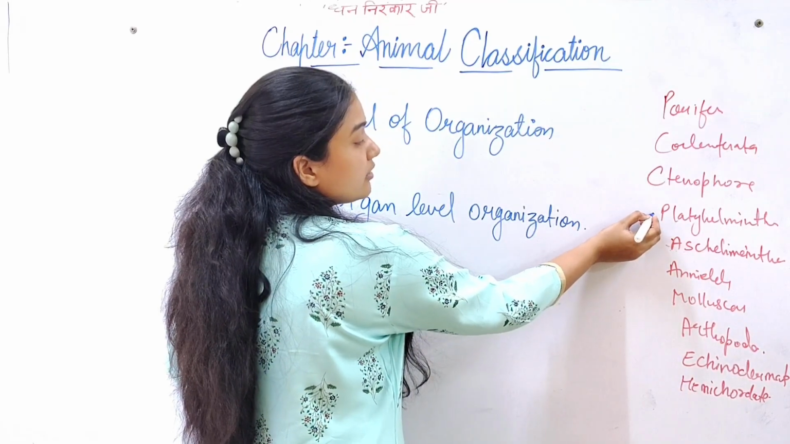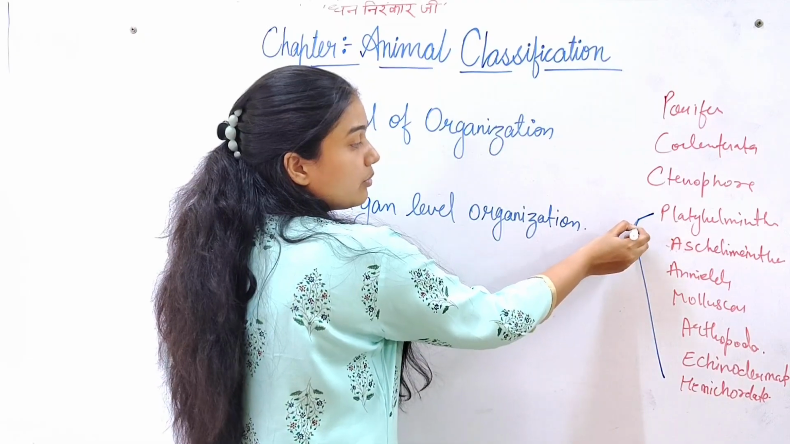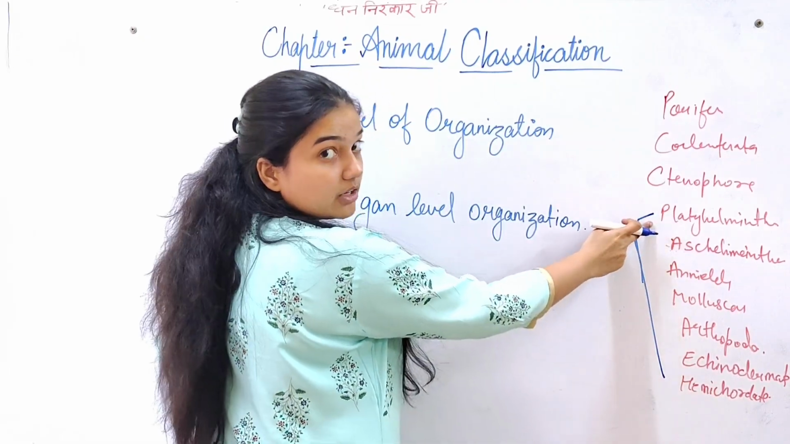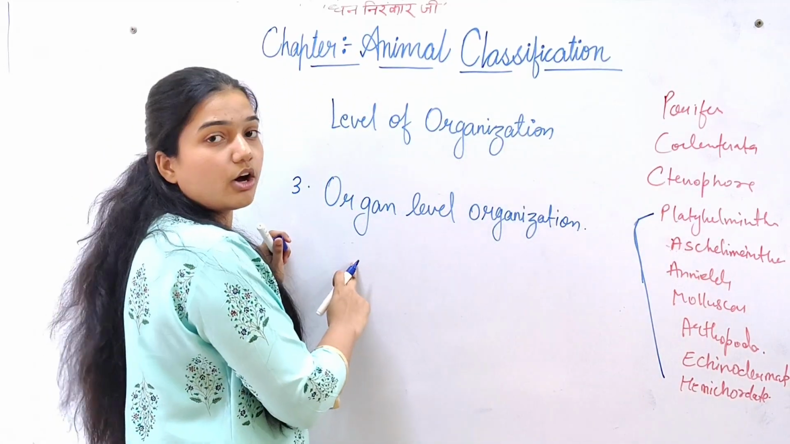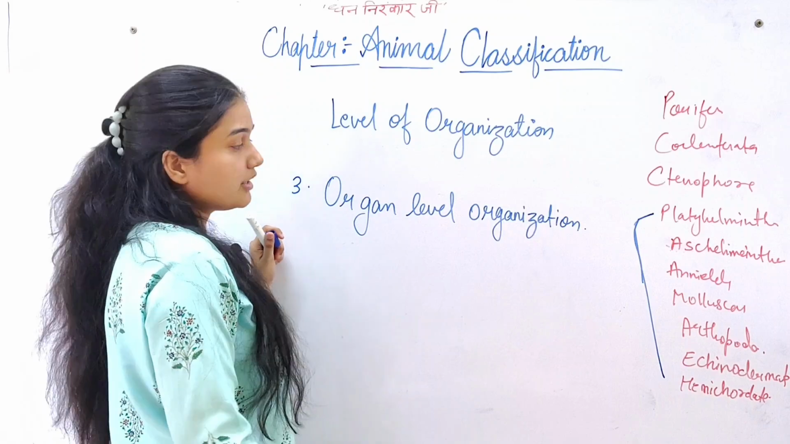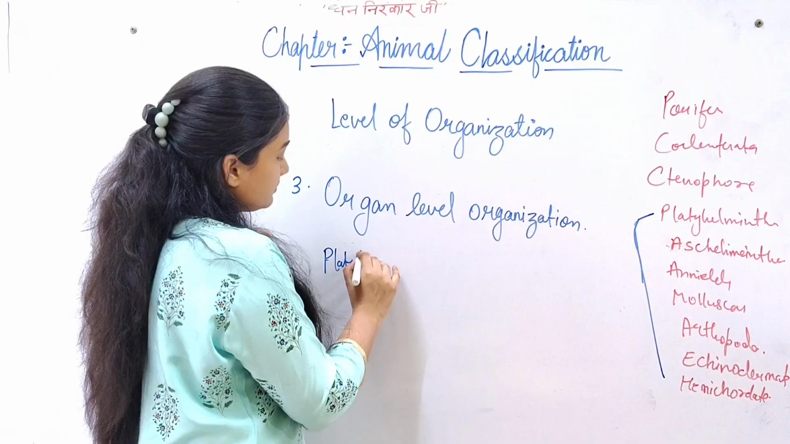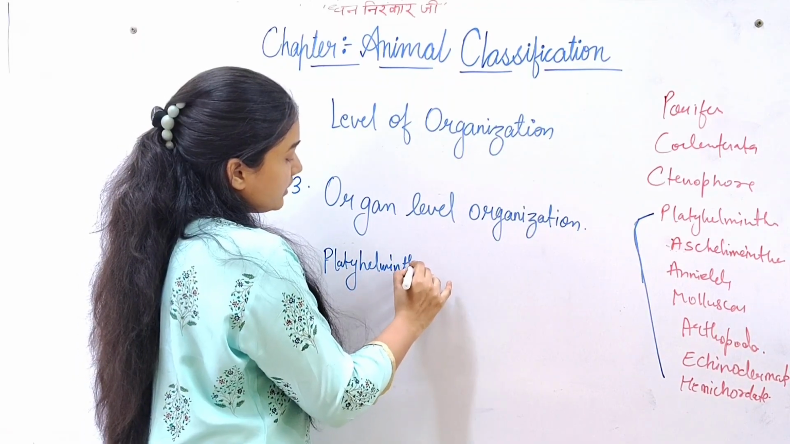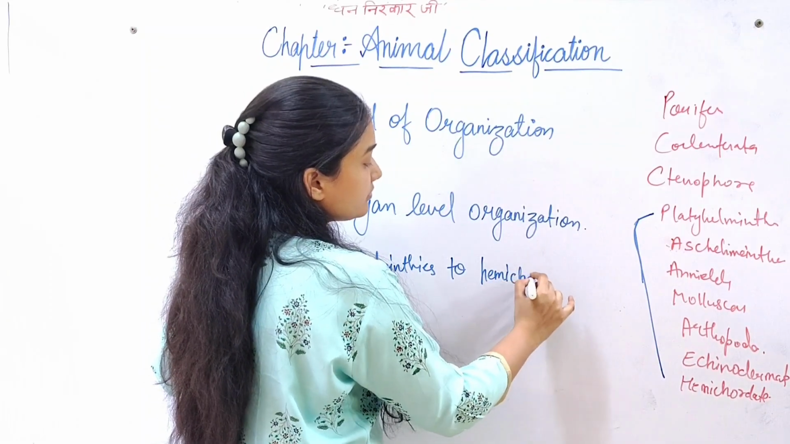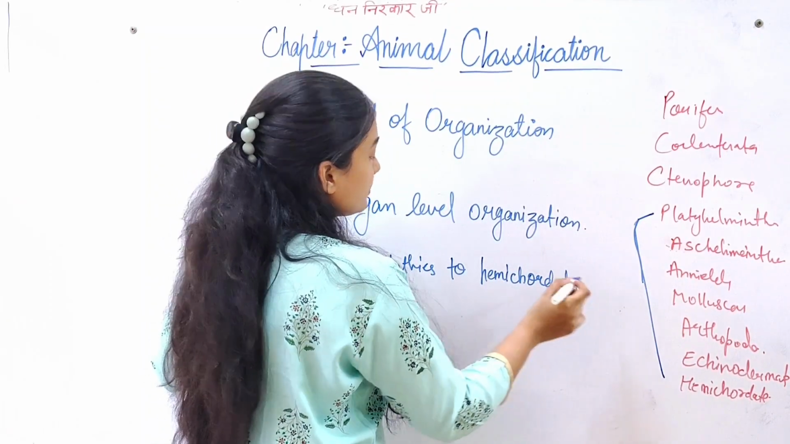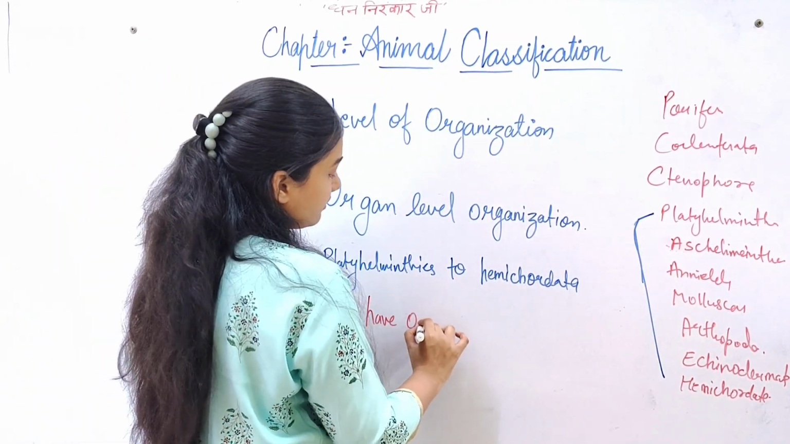Start from the Platyhelminthes until the Hemichordata. All the phyla of the animals come under the organ level organization. Here, we can say the Platyhelminthes to Hemichordata have organ level organization.